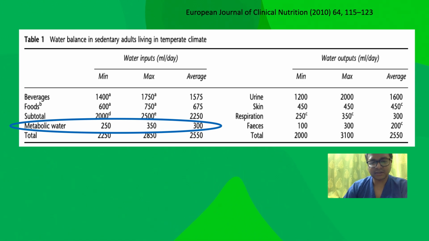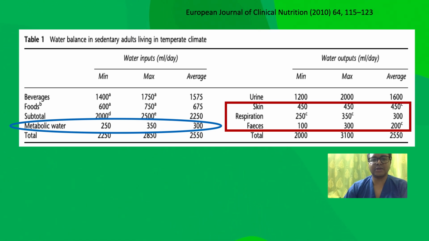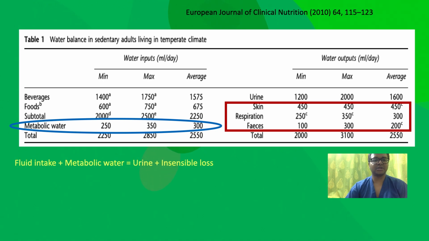On the other hand, let us look at what are the outputs. The majority of the output is urine, and also we lose water along with our sweat, our respiration, and our feces, and together we call this insensible water loss. In most situations, our fluid intake and metabolic water match our urine output and insensible loss, or in other words, our intake and output are matched.